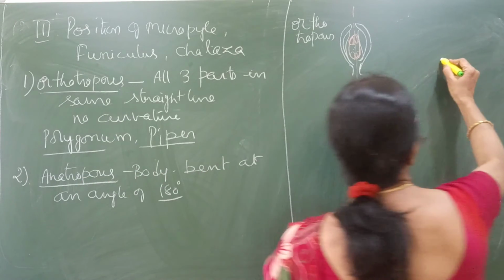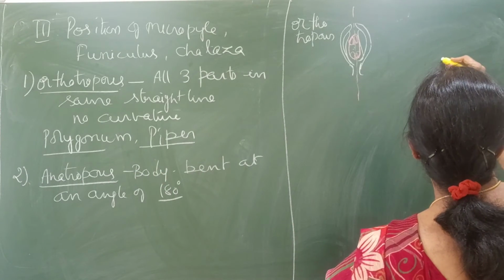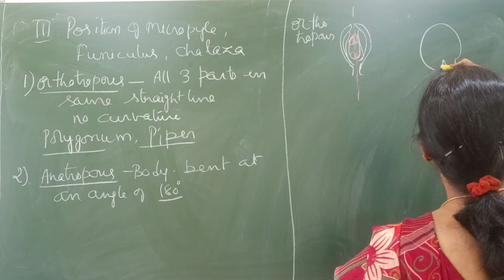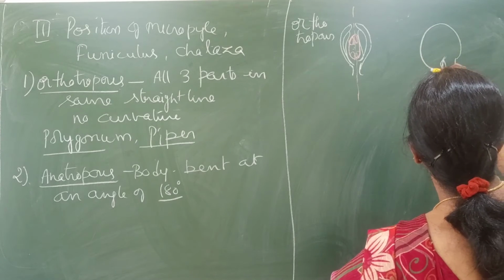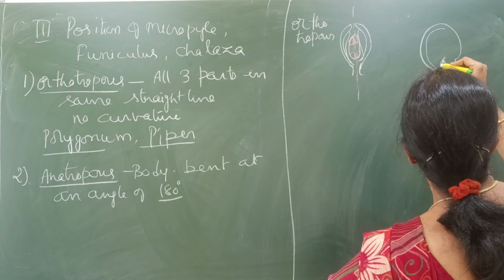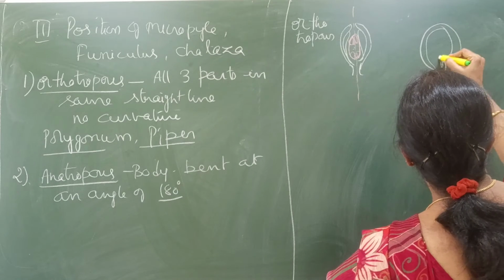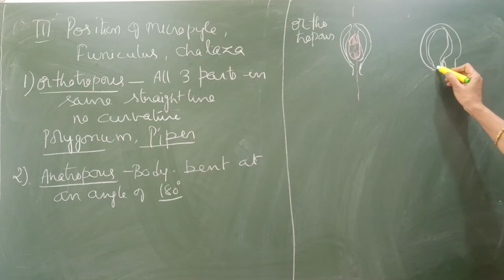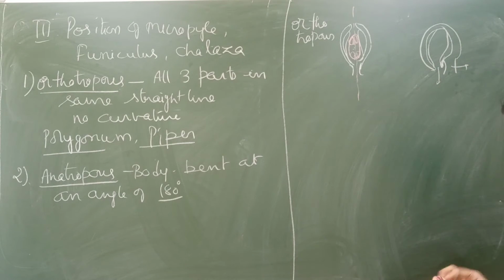So this is how the body of the ovule takes a complete turn, and the micropyle will come very close to the funiculus. So this is the micropyle and the funiculus.